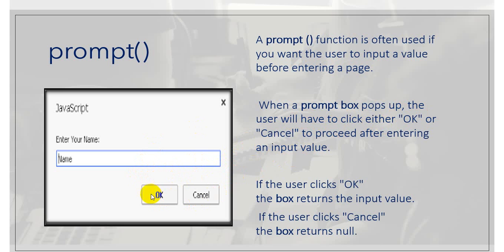If the user clicks OK, the box returns the input value. Return means it will send the input value, whatever value you write inside that text box. But if the user clicks on the Cancel button, then it returns null. Null means it will return nothing.